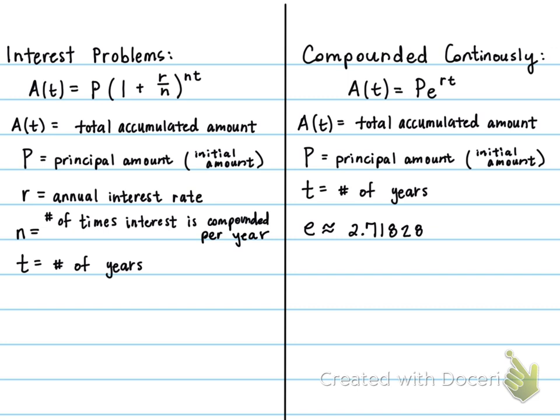Things you should know is that N is going to be the number of times interest is compounded per year. So if it was monthly, it would be 12. If it was daily, it'd be 365. If it was yearly, it would be 1. Things like that we need to know. Okay, let's do some examples.